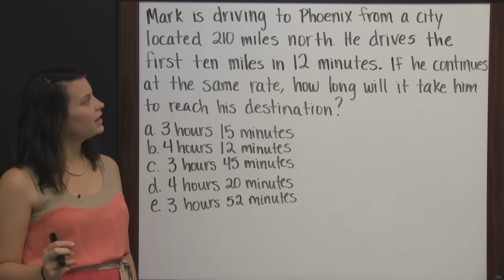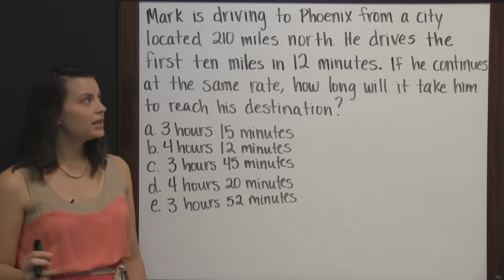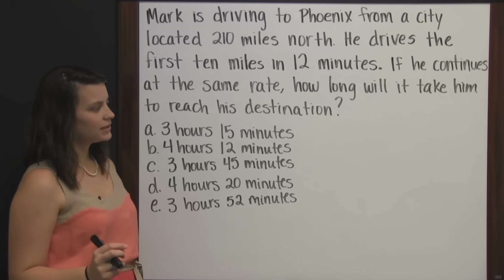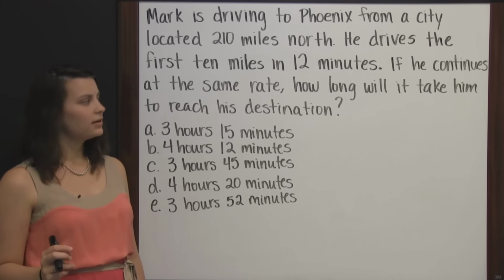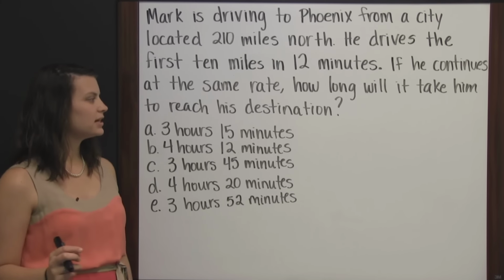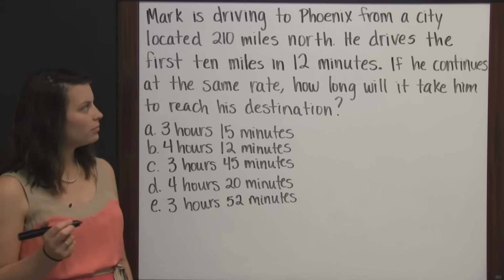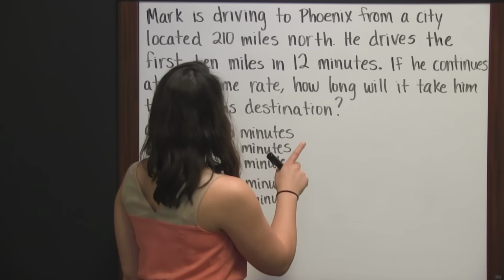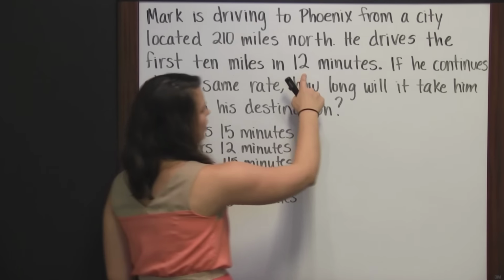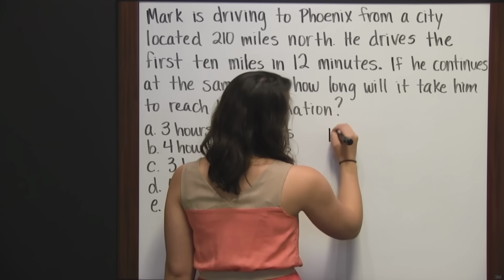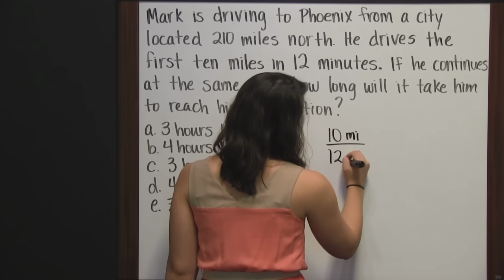Mark is driving to Phoenix from a city located 210 miles north. He drives the first 10 miles in 12 minutes. If he continues at the same rate, how long will it take him to reach his destination? We can use a proportion to solve this problem. We know that the first 10 miles took him 12 minutes. So that's one ratio. 10 miles took 12 minutes.